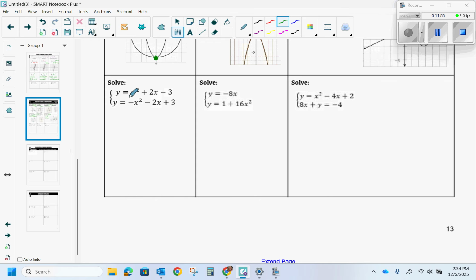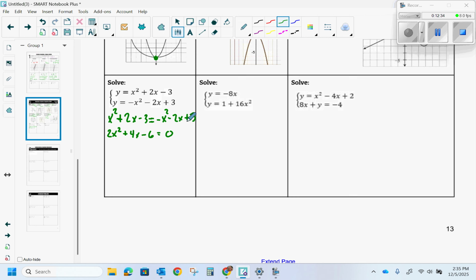I have y equals this quadratic and y equals that quadratic, so I'm going to set this equal to that. Okay, let's get everything set equal to 0. These are quadratics. Likely we want to have these set equal to 0 so that we can perhaps factor and solve. So add x squared to both sides. Add 2x to both sides. And I'm going to subtract 3 from both sides.